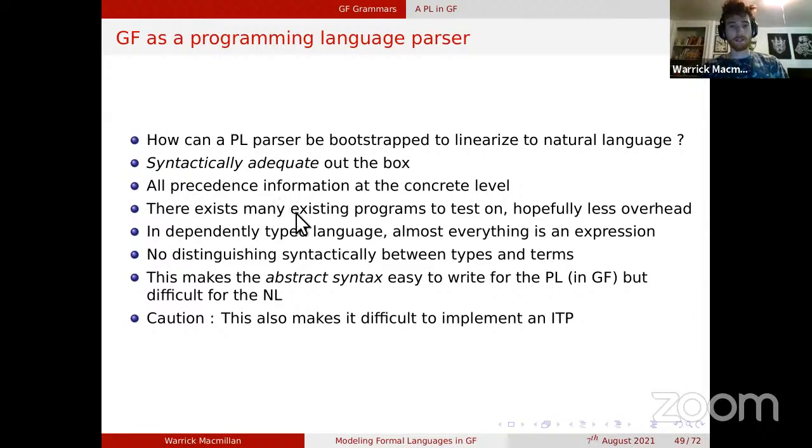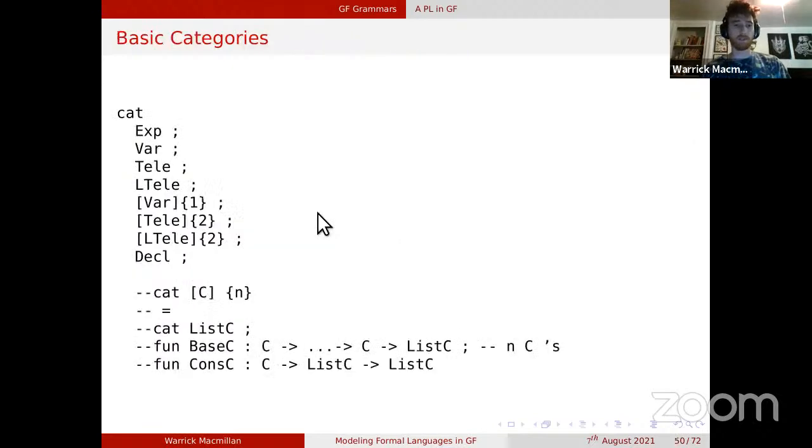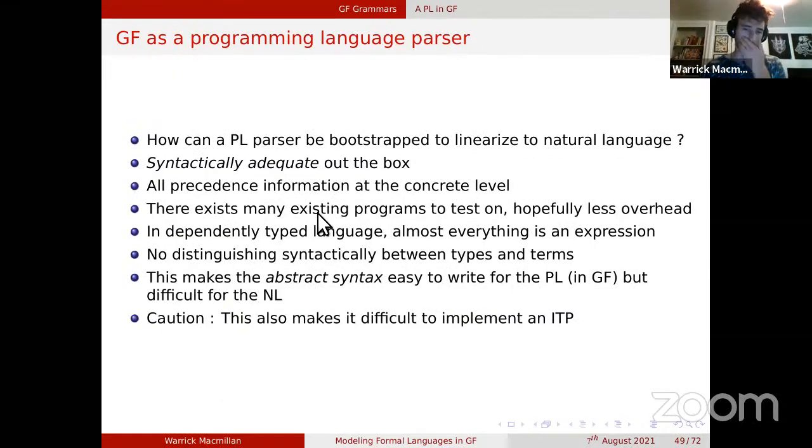So yeah, there exist a lot of programs to test this on, because in this case we're using Cubical TT, which I have a different slide for, but I don't have it here. Just a prior note: in a dependently typed language, you're basically compressing both terms and types into a single syntactic expression unit. So distinguishing between them is difficult or kind of vague.